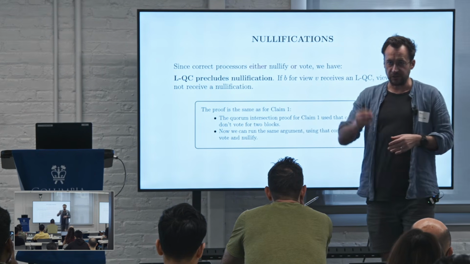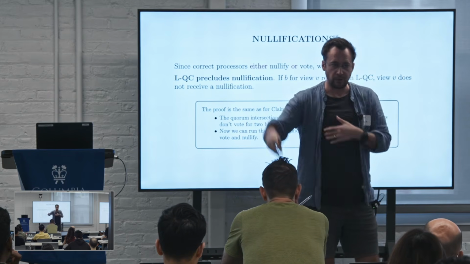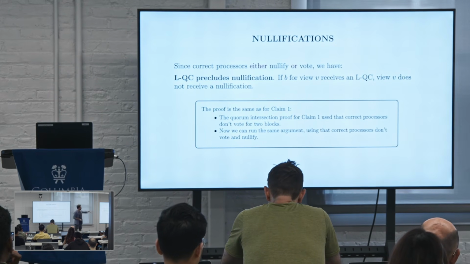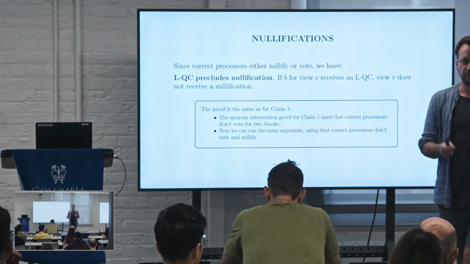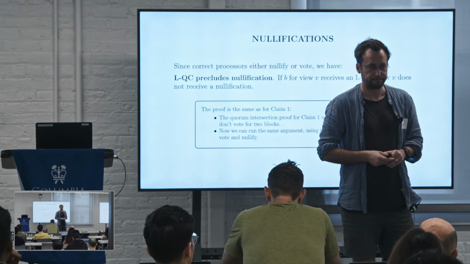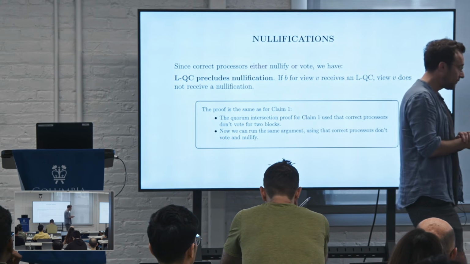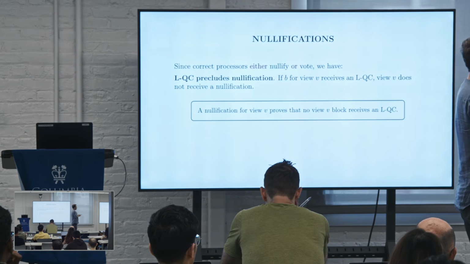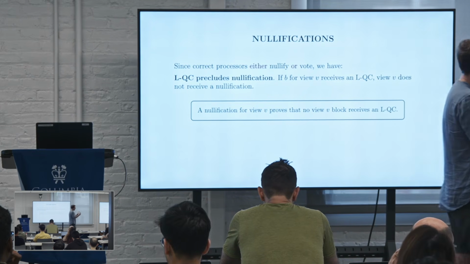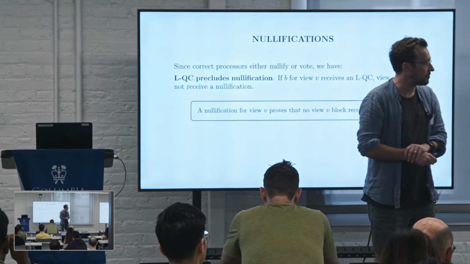Towards a contradiction, imagine otherwise. Let P be the processes who contribute to the LQC, which is of size n minus f. Let P prime be the processes who contribute to the nullification. Look at the intersection: some correct processor must both nullify and vote. So it's exactly the same argument. Okay, so the LQC precludes nullification. To spin that around, a nullification for view V proves that no view V block receives an LQC.